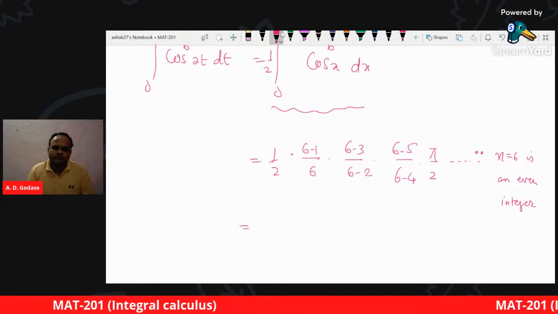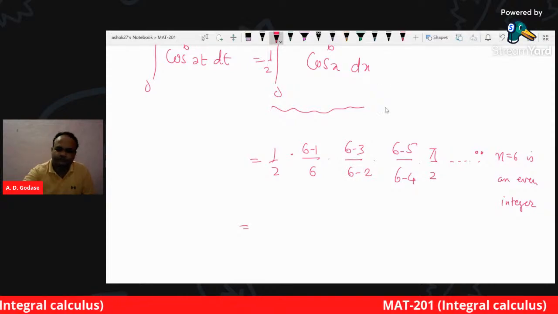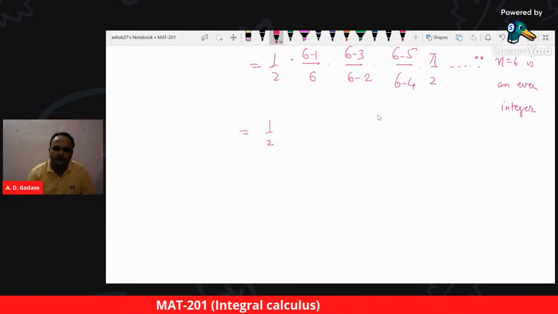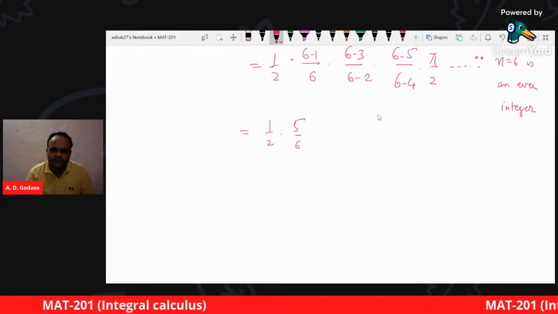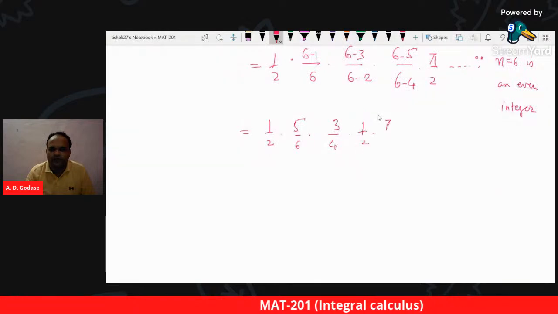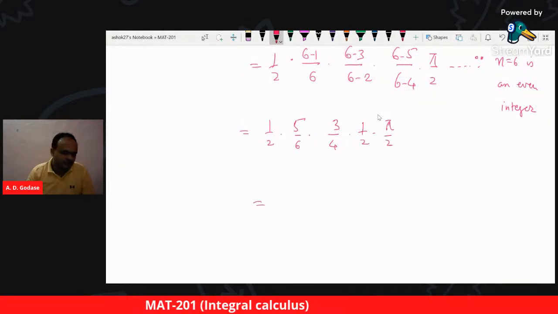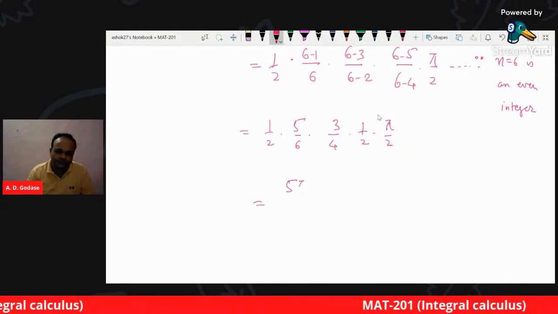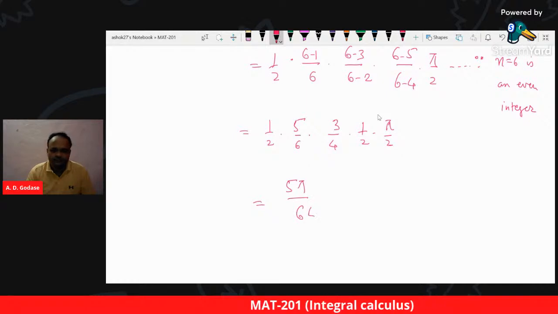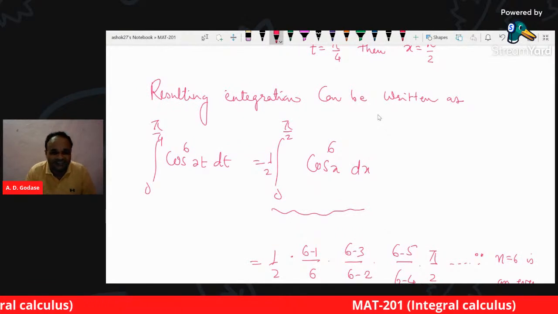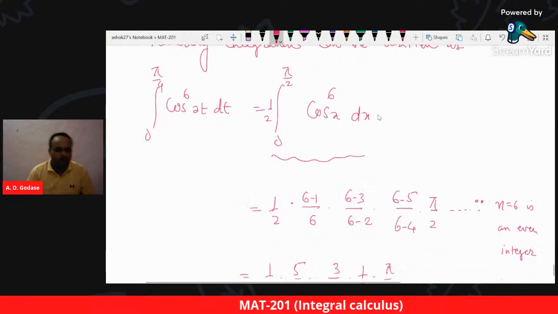So what will be the resulting value? It will be half into 5 by 6 into 3 by 4 into 1 by 2 into pi by 2. You can simplify it, and it will be 5 pi by 64. So this will be the resulting value of this integration, that is the integration of cos raised to 6 of 2t dt from 0 to pi by 4.